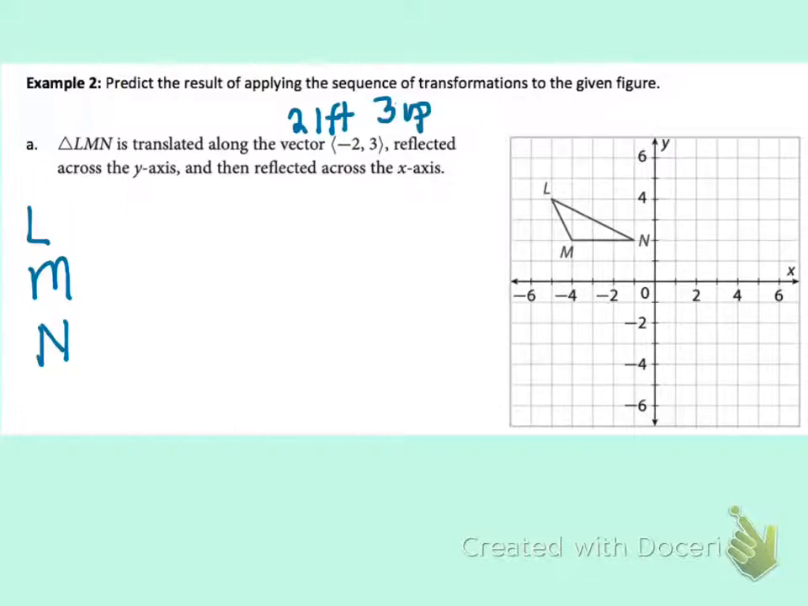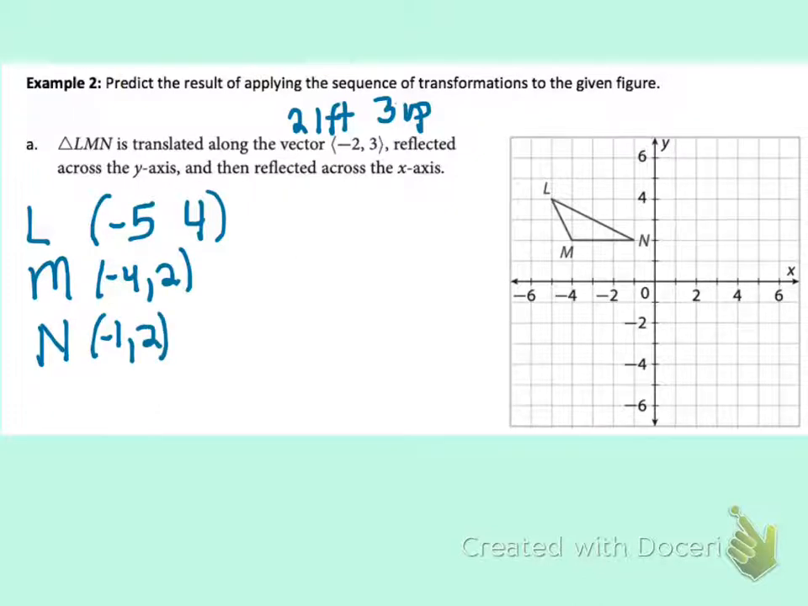And then it says reflect across the y-axis and then reflect across the x-axis. So we're going to end up doing 3 transformations. So let's get that first one down. So we've got to get the coordinates. So L is at, let's see, -5 and 1, 2, 3, 4. -5, 4. M is at -4, 2. And N is at -1, 2.